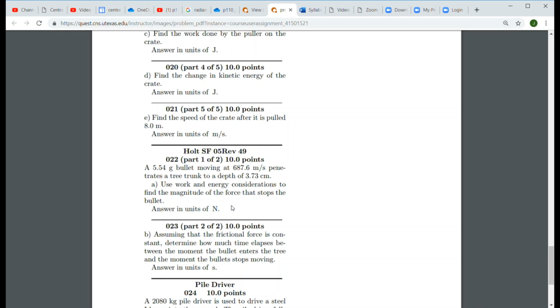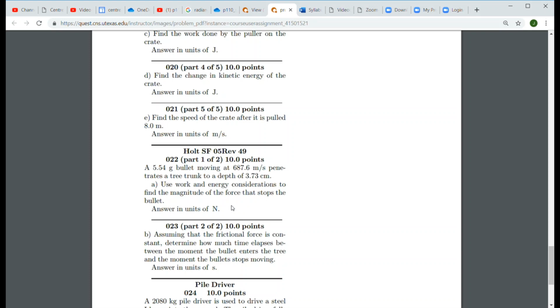And then use the net work is equal to 1/2 mv final squared minus 1/2 mv initial squared, which we can calculate, and that is equal to the net work, the force x component times delta x, and our delta x is 0.0373 meters, and so we can solve for the net force x component that is doing the work.